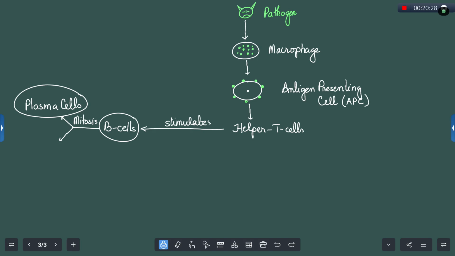And some of the B cells retain the memory of that pathogen and remain as memory B cells in store.